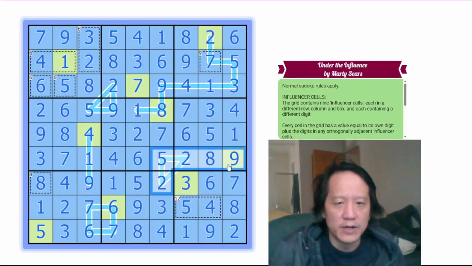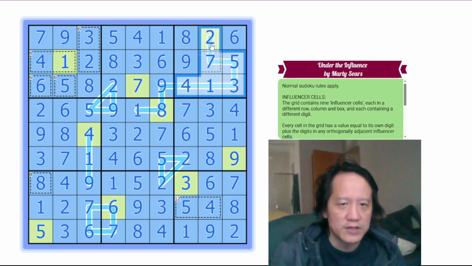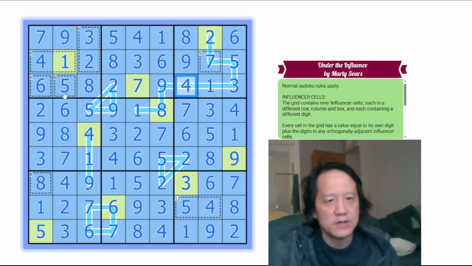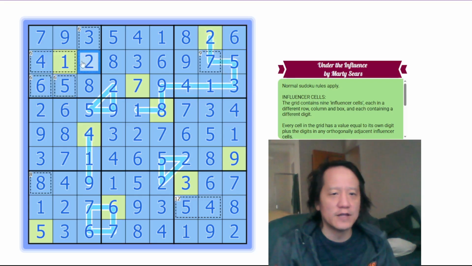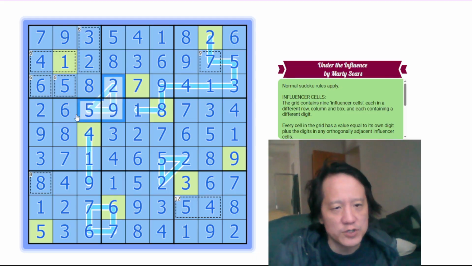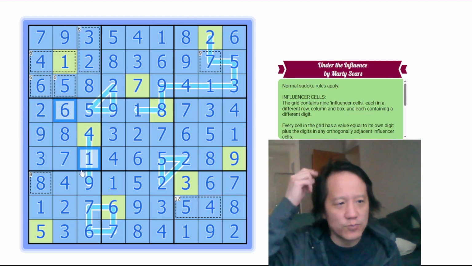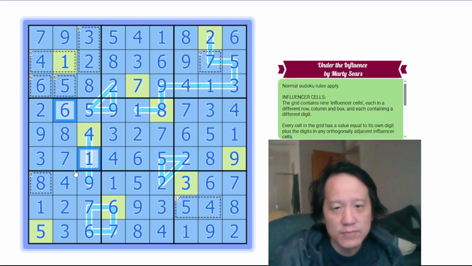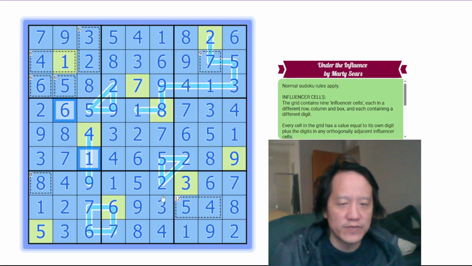Pretty cool. I've never run into this influencer cell thing. Pretty interesting idea. And definitely we had a very limiting factor at the very beginning here. And then that sort of led to all of these. So it's sort of just led from one to the other. Nice logic throughout. Very solid puzzle.